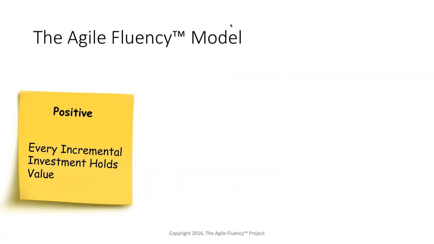So the Agile Fluency model was developed by James Shore and myself a number of years ago. We were disturbed by the fact that we kept hearing people in the Agile community saying that you either are Agile or you're not, and by the disturbing stories we were hearing about mixed expectations. People were expecting to get one thing from their Agile transition and discovered that they didn't get that at all and were disappointed by that.